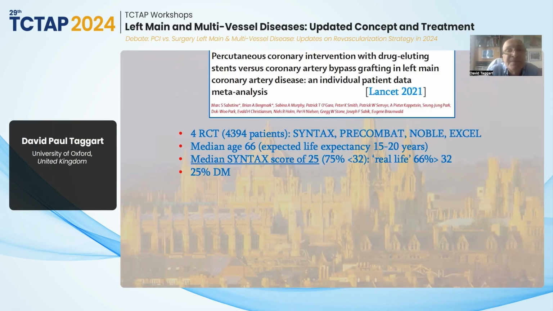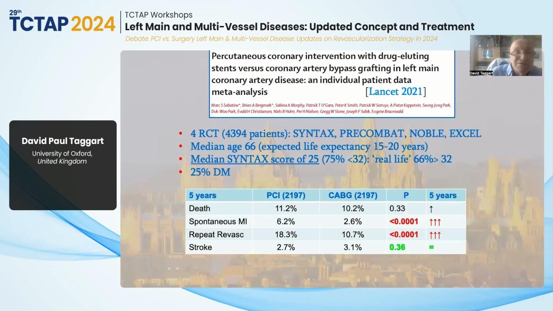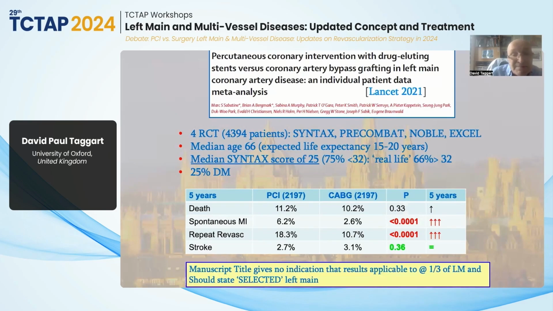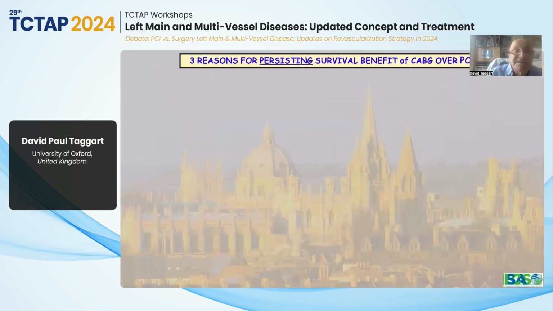This study of individual patient data with 4 randomized trials, 4,400 patients, median age of 66, average life expectancy of 15 to 20 years, and a median Syntax score of 25, whereas in real clinical practice, 2/3 of patients will have Syntax scores above 32. At 5 years, no difference in the incidence of death, but a significant reduction in the incidence of spontaneous myocardial infarction and repeat revascularization in the CABG group. I would also point out this manuscript title gives no indication that the results are only applicable to about 1/3 of patients with left main, and it should have stated selected patients in the title.